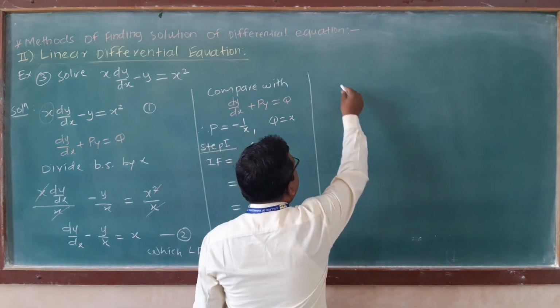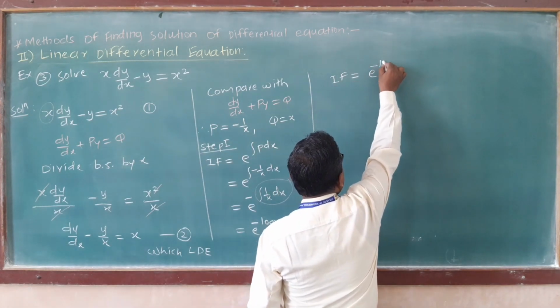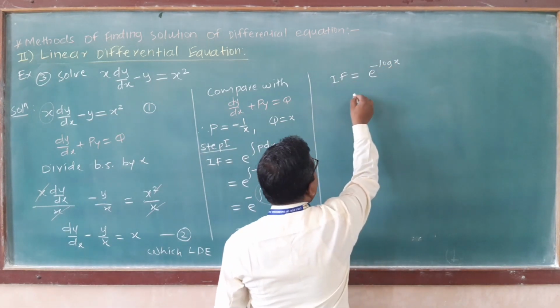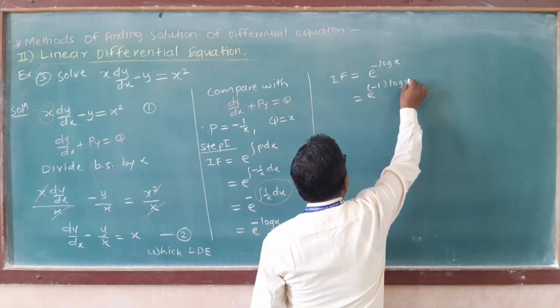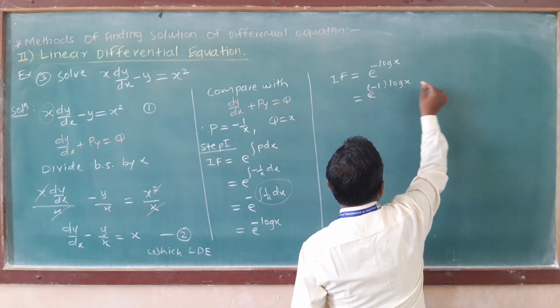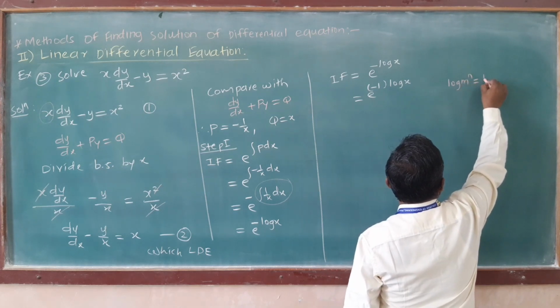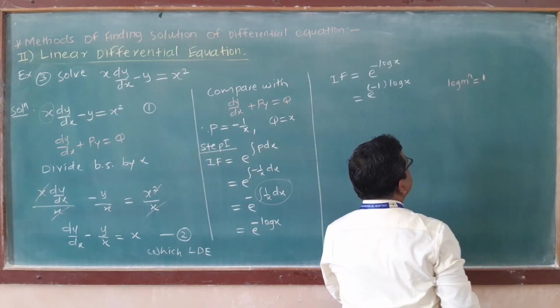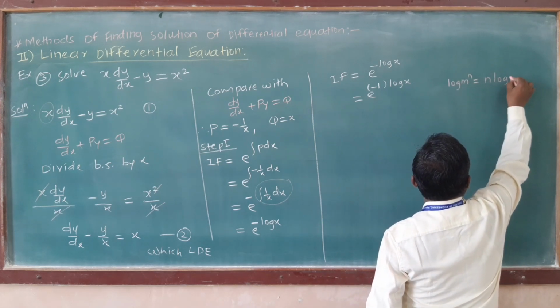So what we get, IF is equal to e raised to minus log x. We write this as e raised to minus 1 into log x. So use here rules of logarithm. Log of m raised to n means n log m. What is m raised to n? This is n log of m.